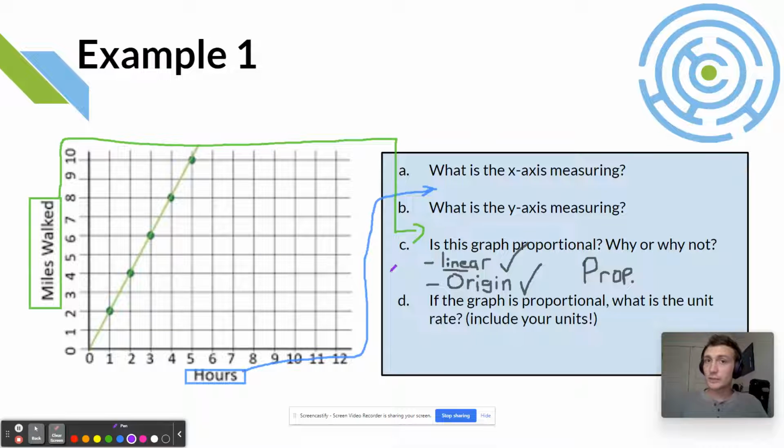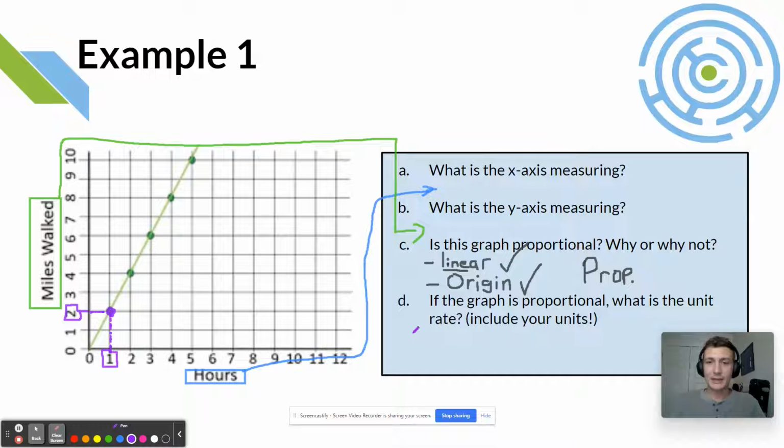This part can get a little tricky. We need to use our y over x. And specifically, the graph is great because it tells us when x is 1, what our unit rate is. So here, when x is 1, what is my y value? Oh, when x is 1, y is 2. That's it. Y over x. My y value is 2. My x value is 1. So 2, now it says include your units. So 2 miles walked per 1 hour.